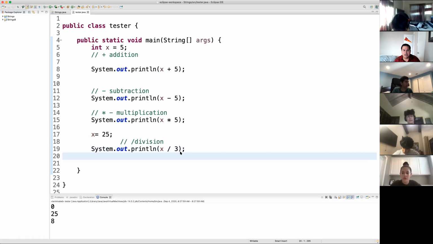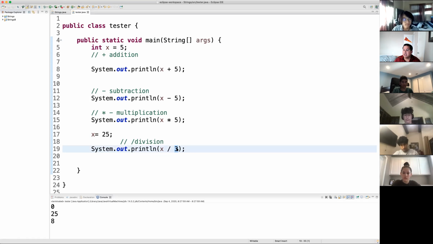An int or a primitive variable. Bingo, an int. So by default, it defaults to ints. So 3 is an int. That is how the computer reads it. So I'm dividing an int by an int. Can ints hold decimals? No.